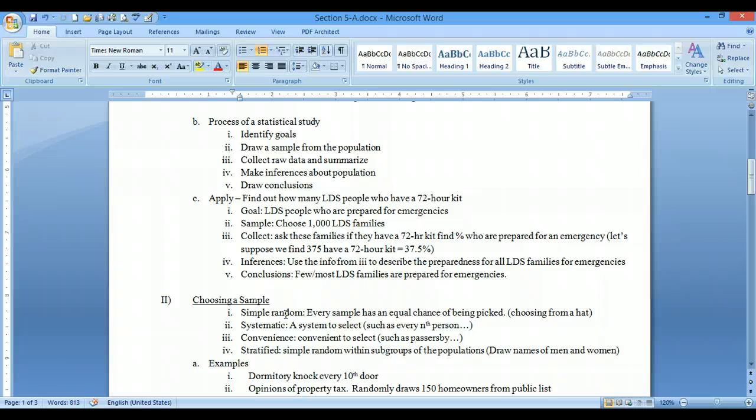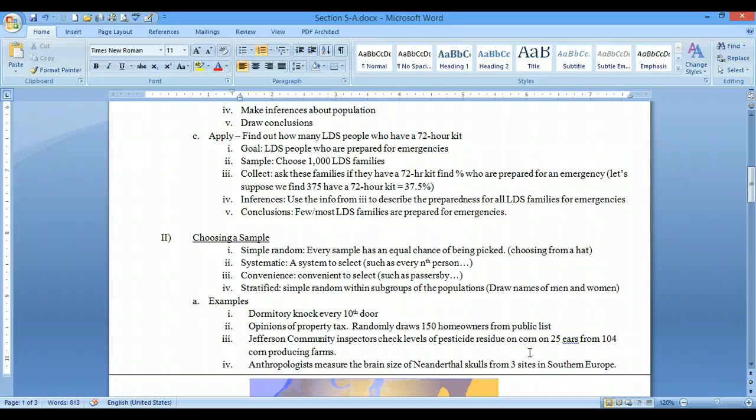The next option is convenience. This just means that it's convenient to select. So if you're just out on the street, you just keep asking people who walk by you. And the last one is stratified. This is a simple random. Remember, simple random's like choosing from a hat, but within subgroups of a population, such as if I'm drawing names of men and women. So I have my subgroups of men and women, and then I do a simple random of the men and a simple random of the women. If I were to do a stratified with my LDS example, I would probably divide my subgroups by countries and then draw random names from each country.